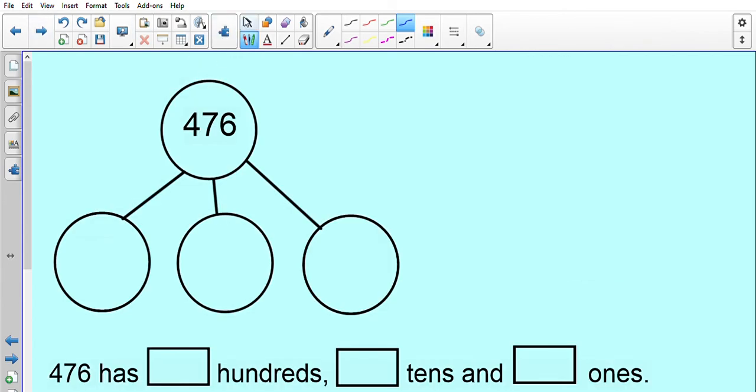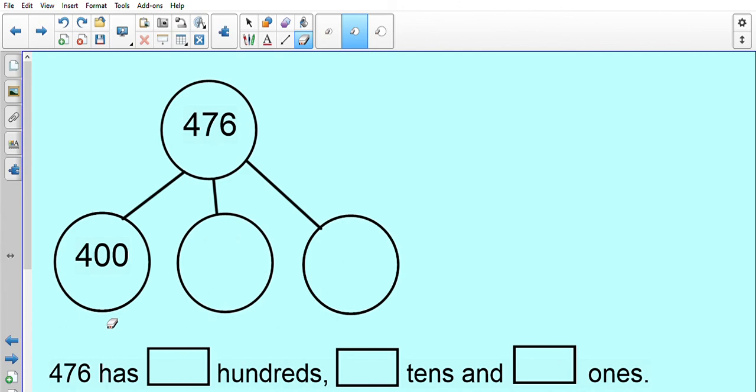Let's have a look at some hundreds numbers. We haven't looked at many hundreds numbers yet since we've been in year 2. Can anybody read this number? If you can, whisper it to somebody next to you. It's 476. Repeat after me. 476. Fantastic. Let's see how many hundreds there are in 476.